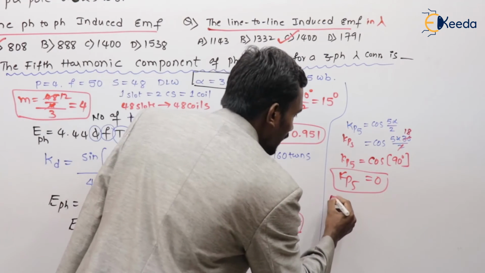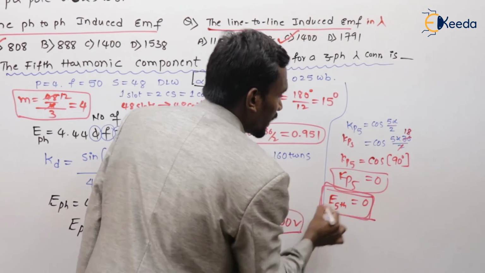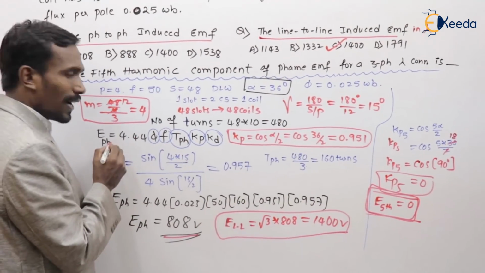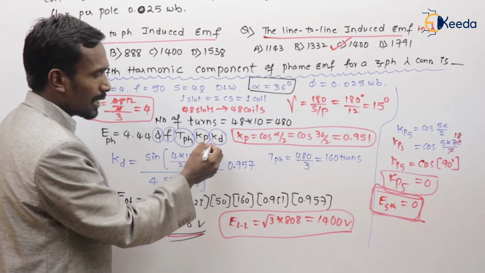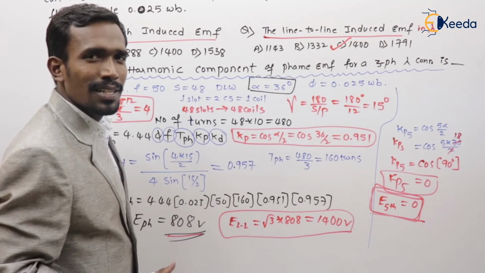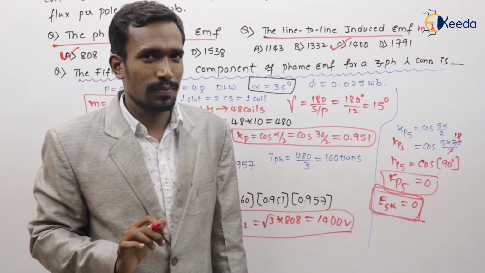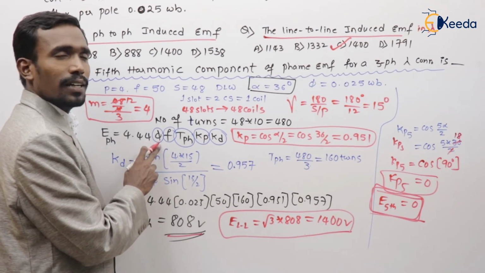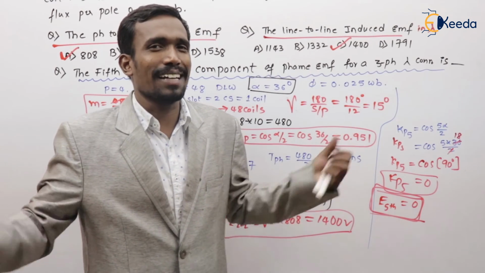Now can you tell me what is the EMF for the fifth harmonic? The fifth harmonic EMF is equal to 0. Why is it 0? If I find the fifth harmonic EMF, I have to substitute Kp5. If I substitute Kp5, it is 0, and 0 into anything is 0. So this is the way of approaching the question. If you start by finding Kd5, frequency and flux for the fifth harmonic, and then Kp5, you also get 0, but it wastes a lot of time.